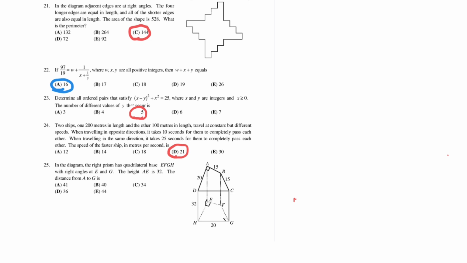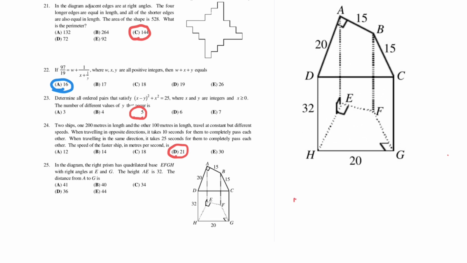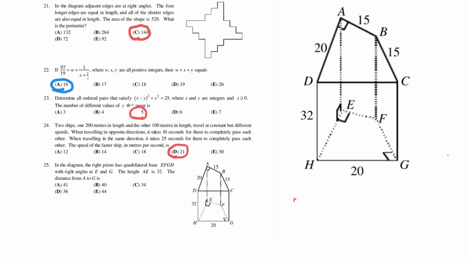So let's copy the graph and bring it here, making it a little bit larger. The question asks about A to G. Let's draw AG.